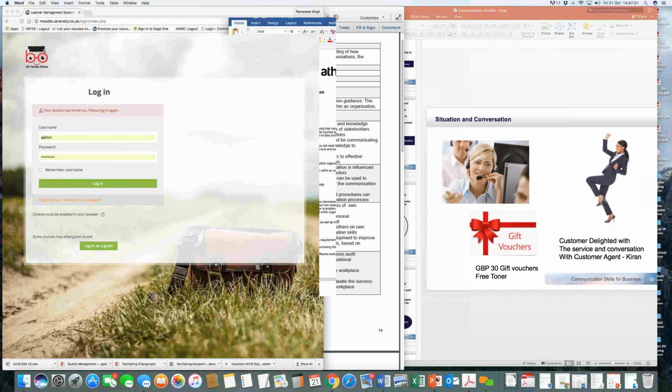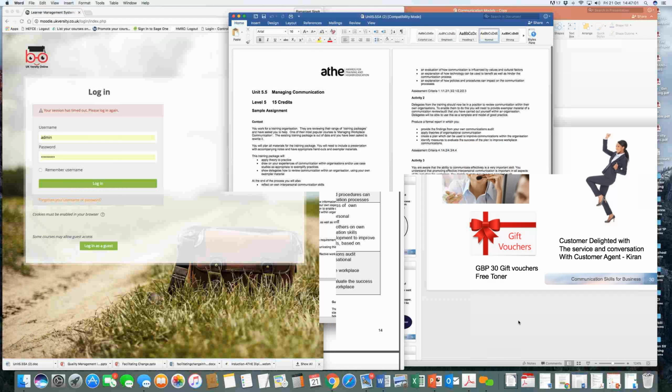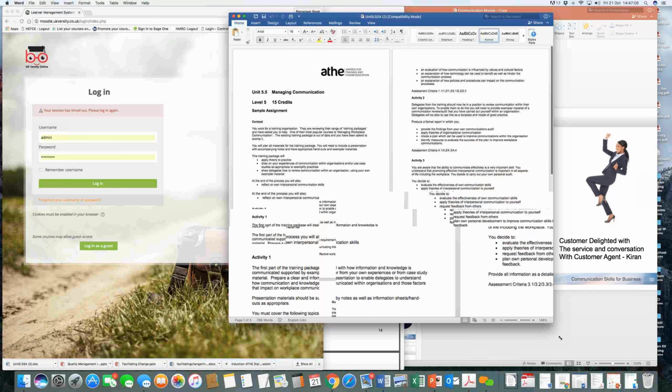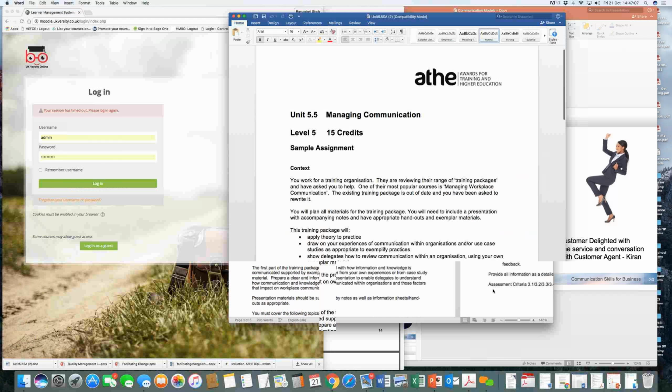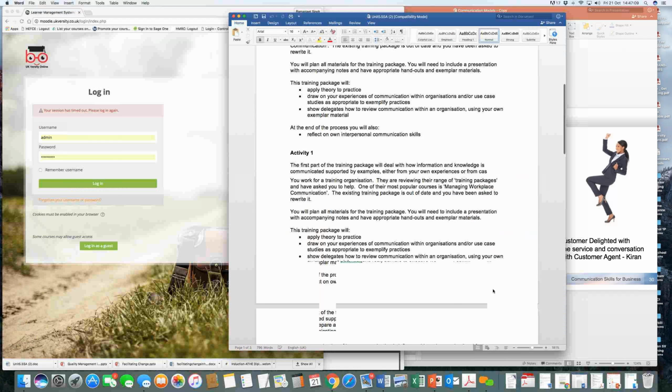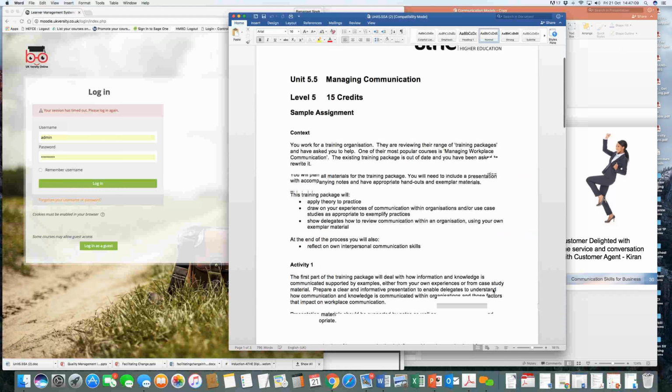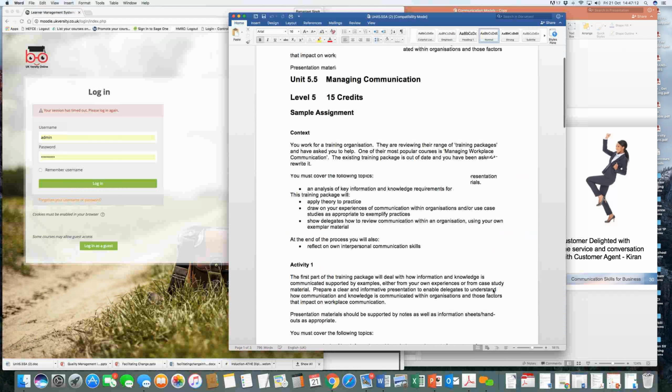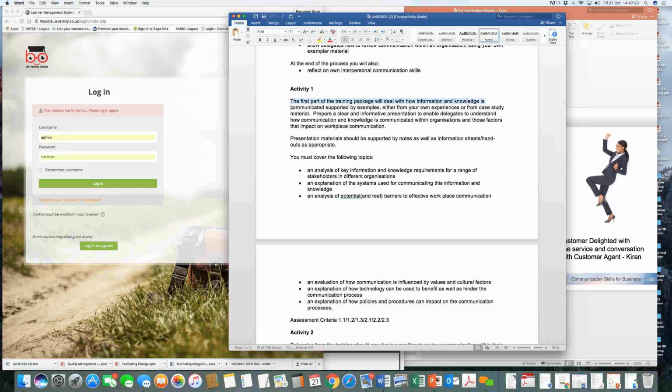Right. Okay. So if I just very briefly look at this, this is the assignment brief for the managing communication unit. And if I look at task 1.1, what they've done is they've given a particular scenario here of a training package wherein you are trying to disseminate information and knowledge to your colleagues within the organization. And then you are given a set of tasks to do, and those tasks can be accomplished by producing a handout or an information sheet.